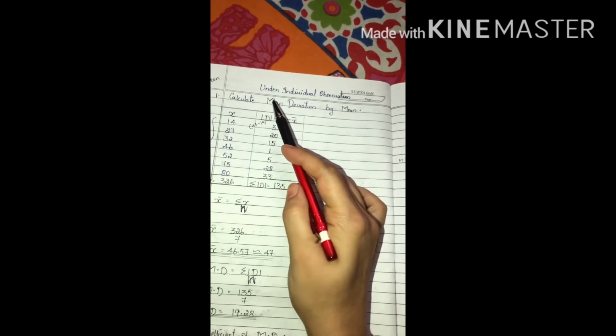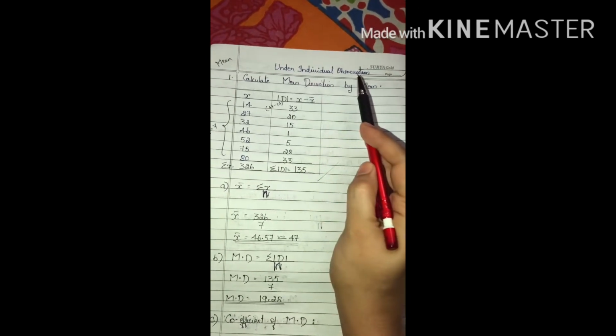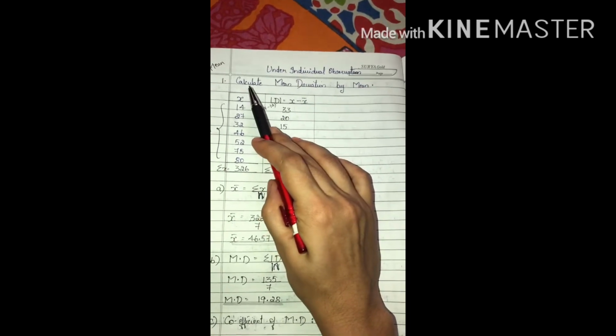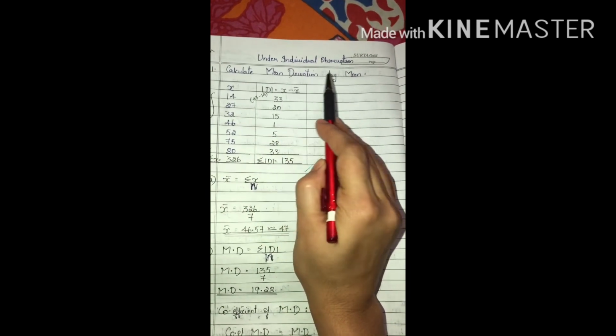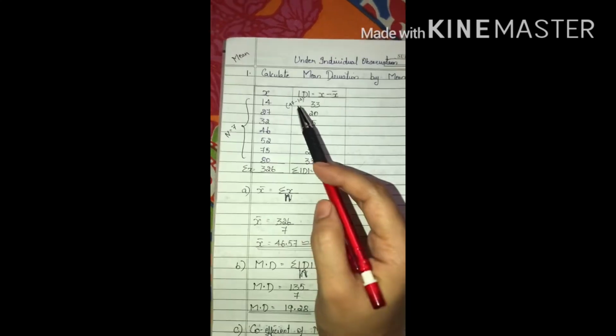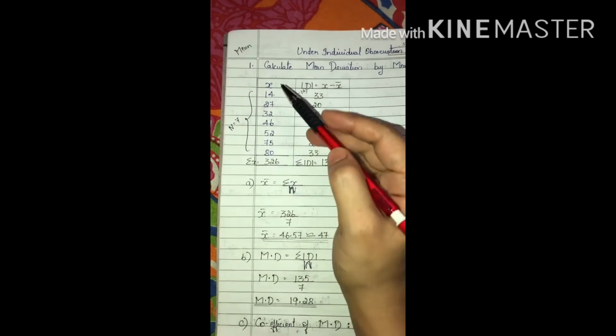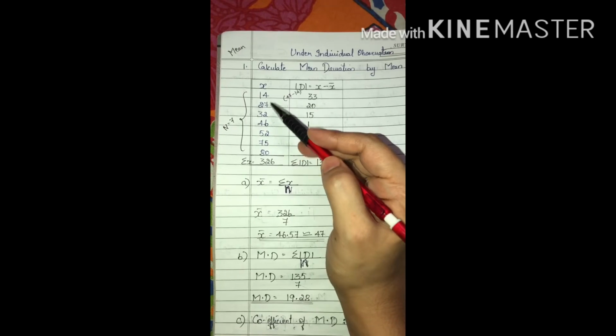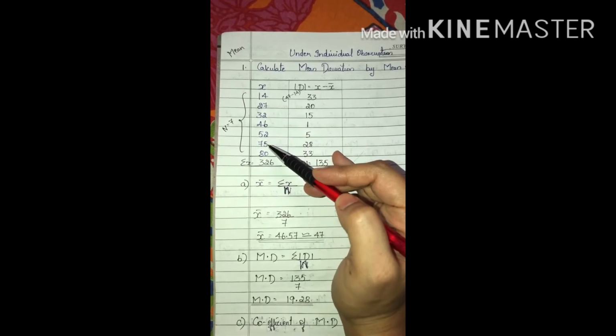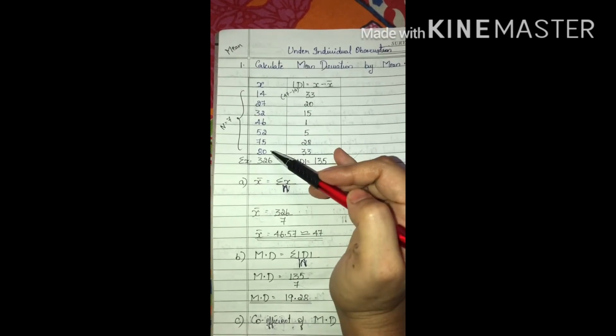I am solving the problem under the individual observation method. The question is: calculate mean deviation by using mean. They've given you the x values 14, 27, 32, 46, 52, 75, 80. Only this is the question.